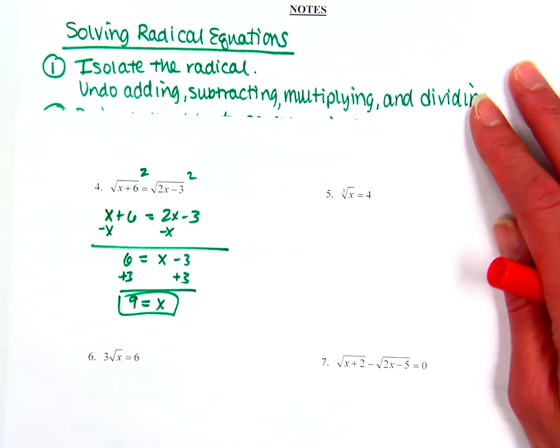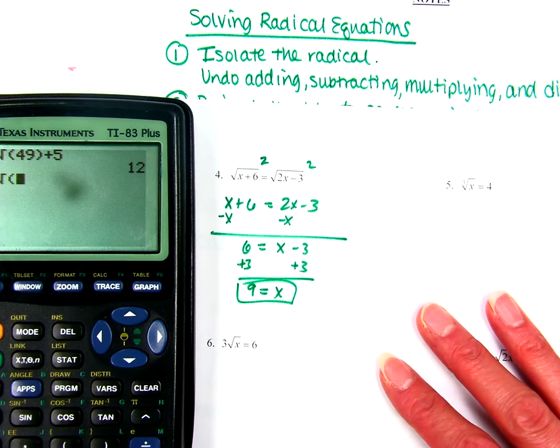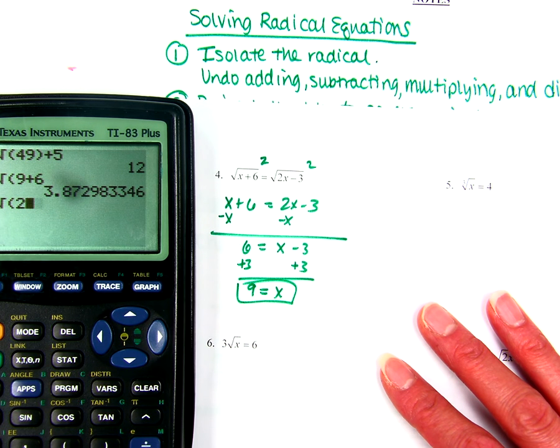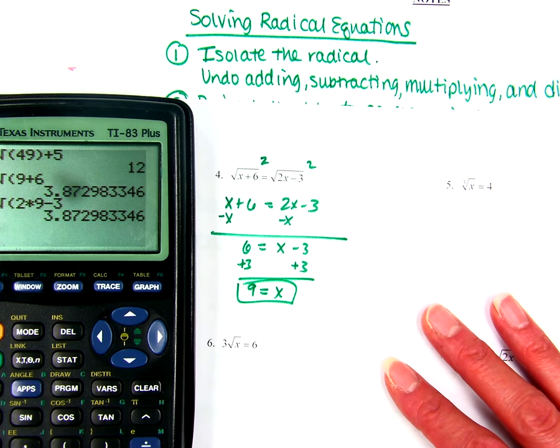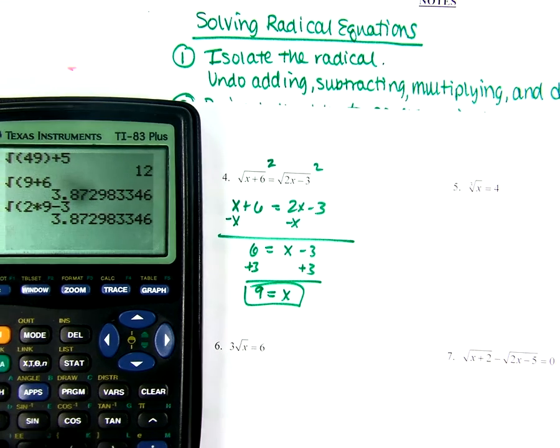All right, so let's double check that that really works. So the square root of 9 plus 6 should be equal to the square root of 2 times 9 minus 3. And yeah, we get the same thing on both sides, so it must be correct.